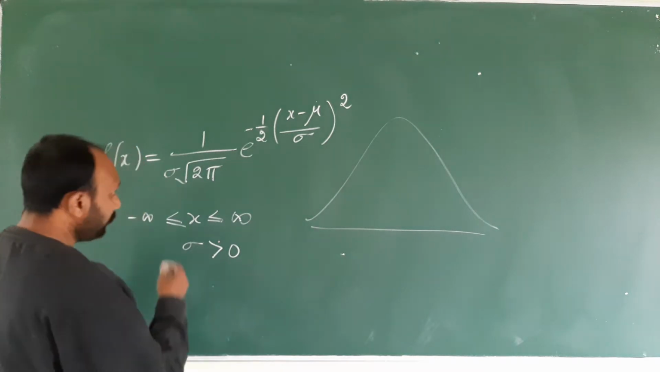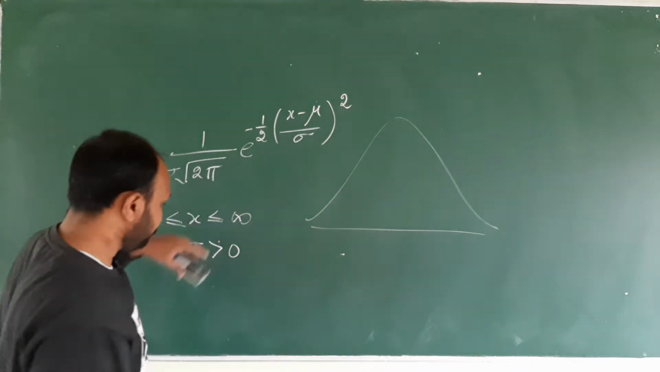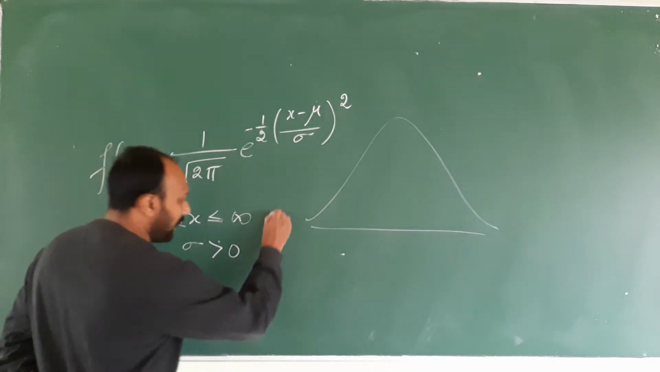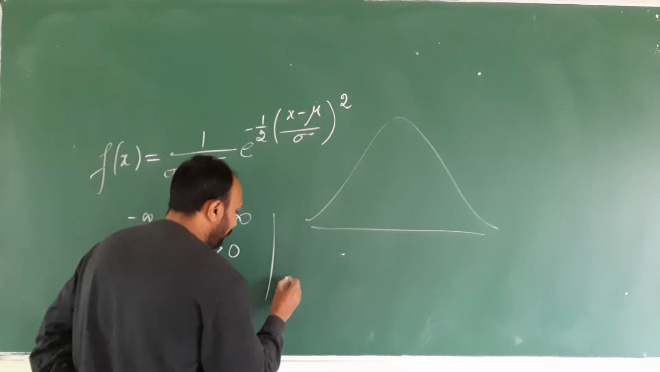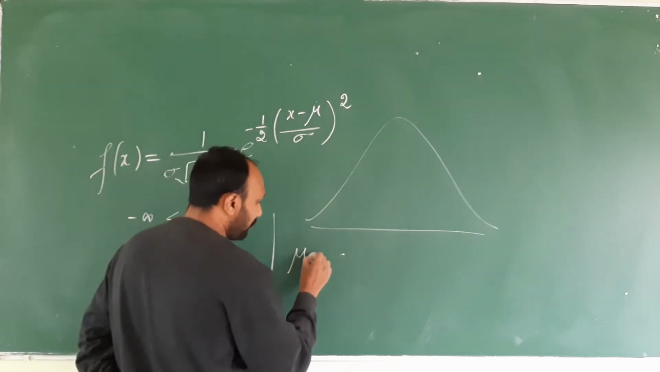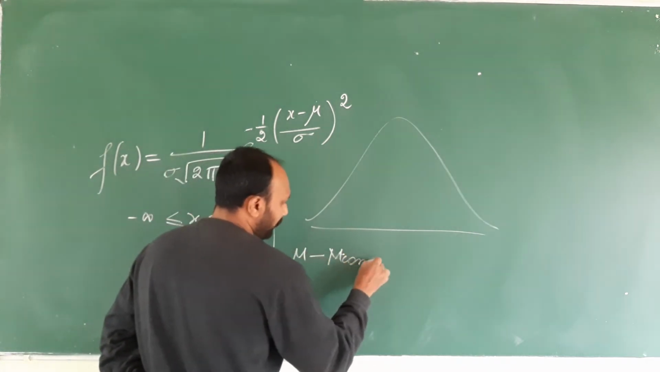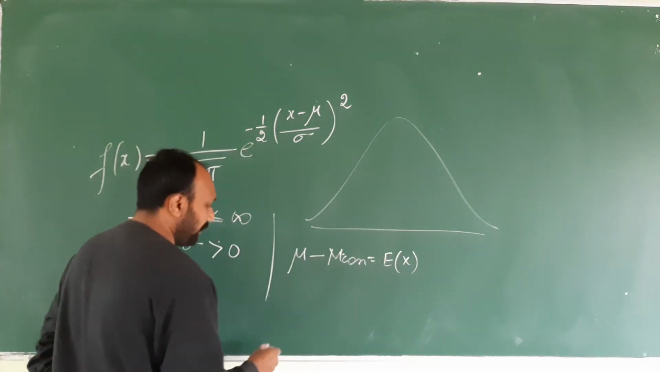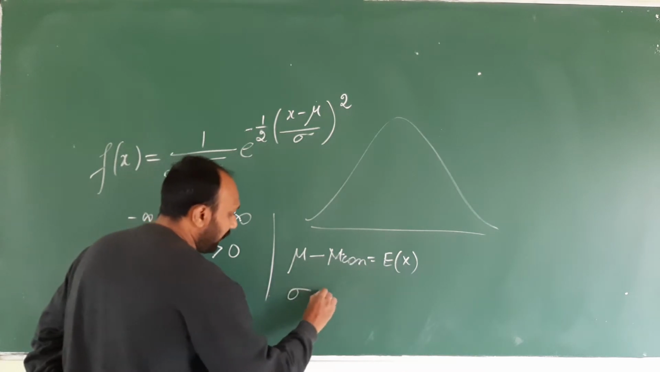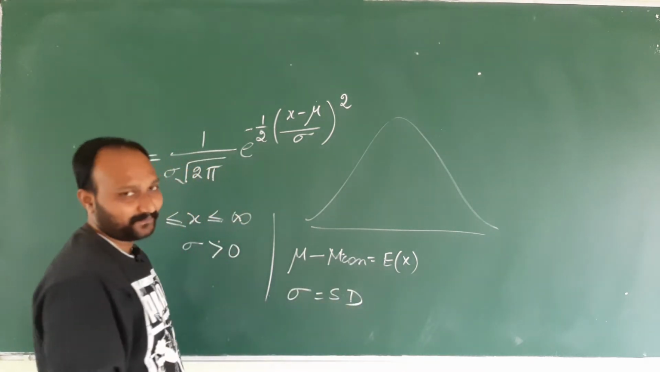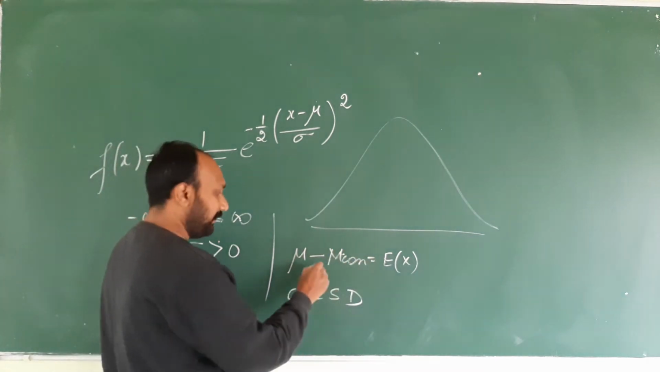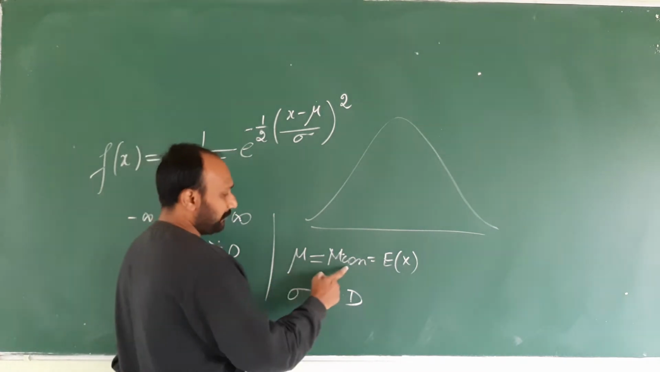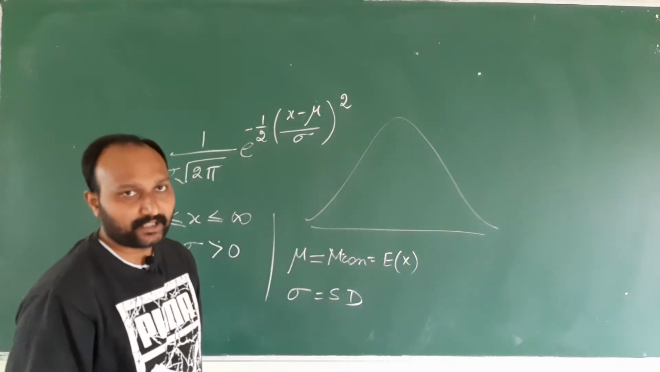Yes, and also we know that this normal distribution has two parameters. What are those two parameters? The parameters of normal distribution are, one is mu, that is mean. Mu is nothing but mean, and can also be referred to as the expectation of x. Another parameter is sigma, which is nothing but standard deviation. So normal distribution has two parameters, mu and sigma. Mu is the mean and sigma is the standard deviation.